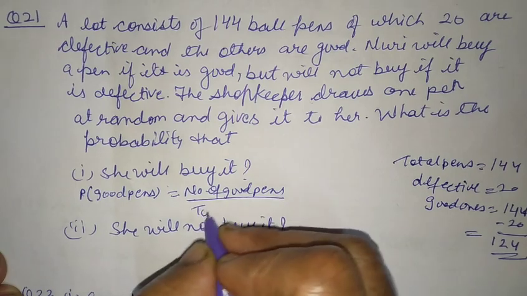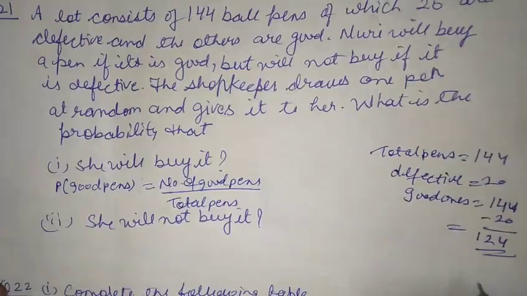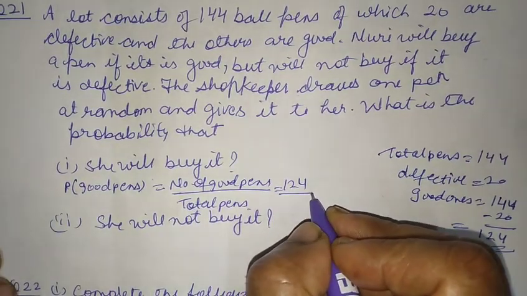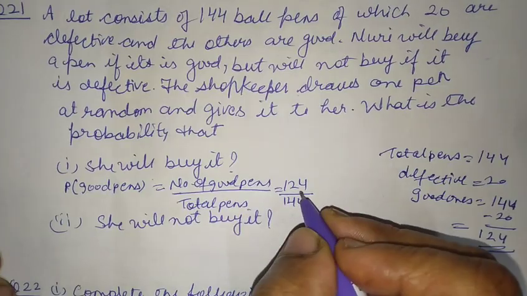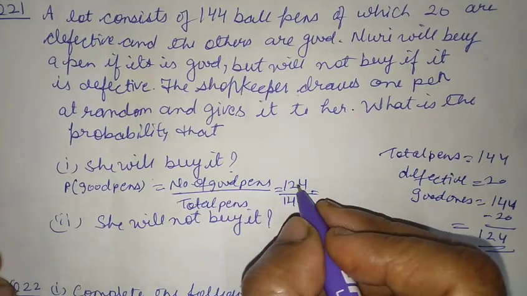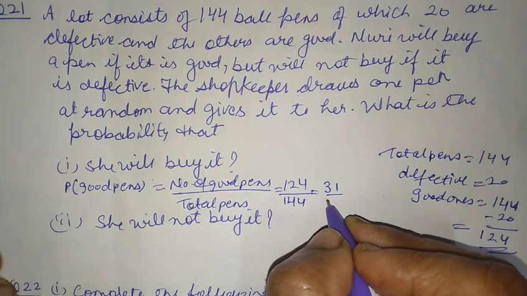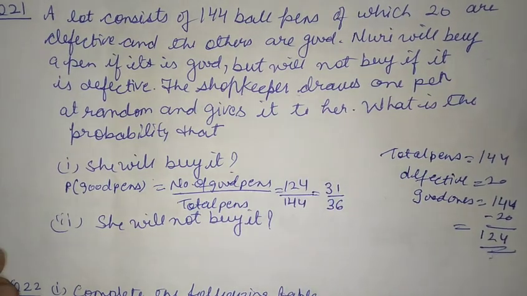by total pens. So good pens we found here are 124. So we write down 124 by total pens, that is 144. We can divide it by 4. We have 4 3s are 12, 4 1s are 4, and 4 3s are 12, and 4 6s are 24. That will be 31 by 36 here.